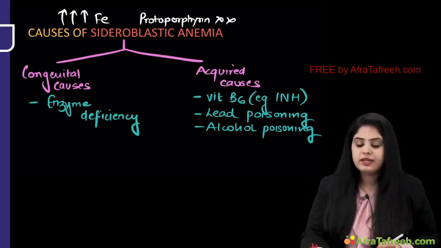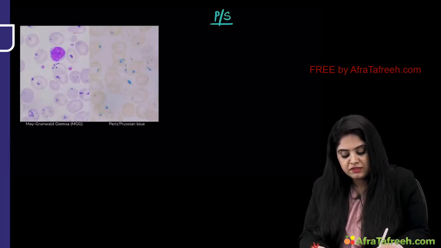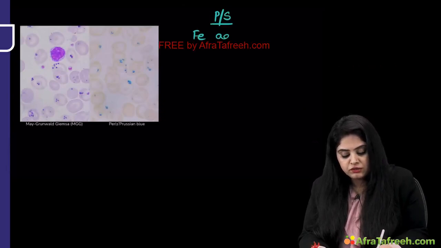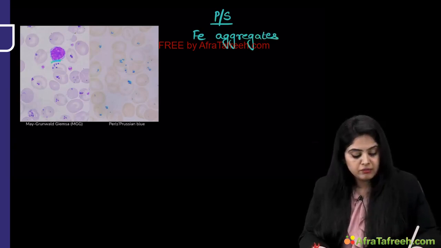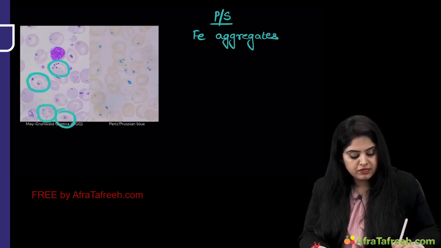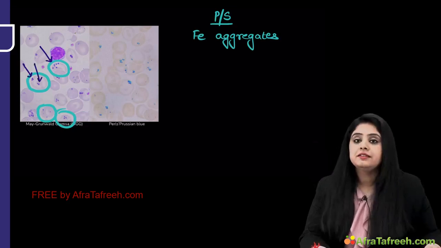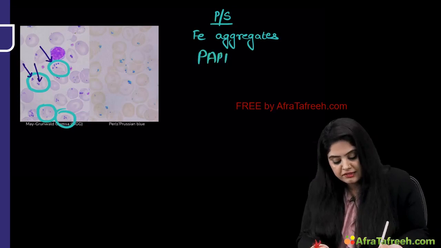How will that iron look? You will say, first show me a peripheral smear. On a peripheral smear, because there is so much iron, it is referred to as iron aggregates, and they look like these bodies. Can you appreciate? In this red blood cell, you are seeing lots and lots of bodies. What are these bodies? These are the famous Pappenheimer bodies, and they are made up of iron.